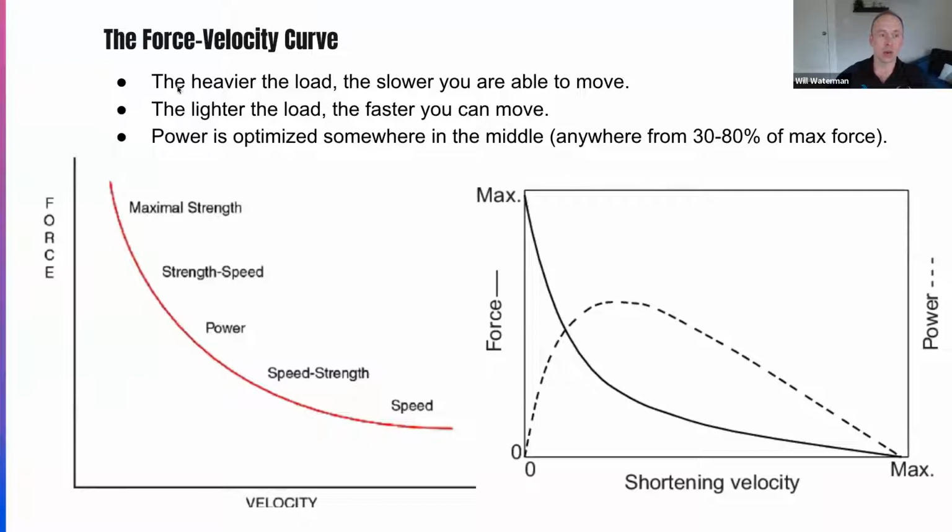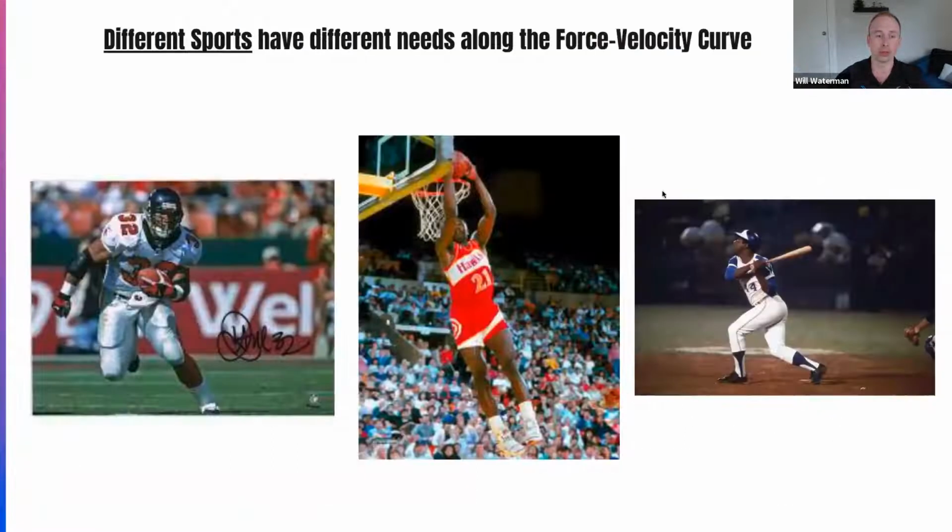And so what we know is with heavier loads, if we look at the force velocity curve, the slower you move, right? And with lighter loads, the faster you can move. And power is optimized somewhere in the middle, depending on the research you look at, depending on the movements you're looking at, it's anywhere from 30 to 80% of that maximum load or maximum force that you can produce.